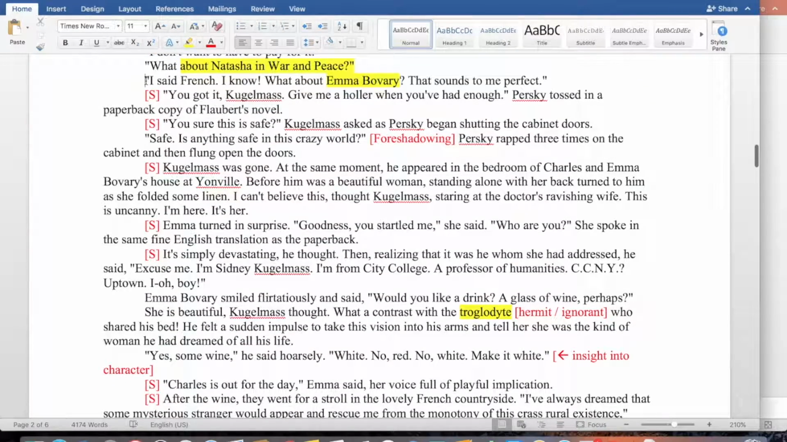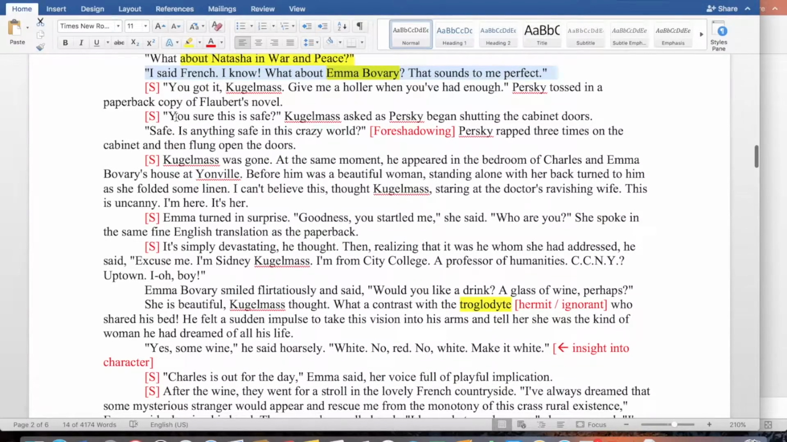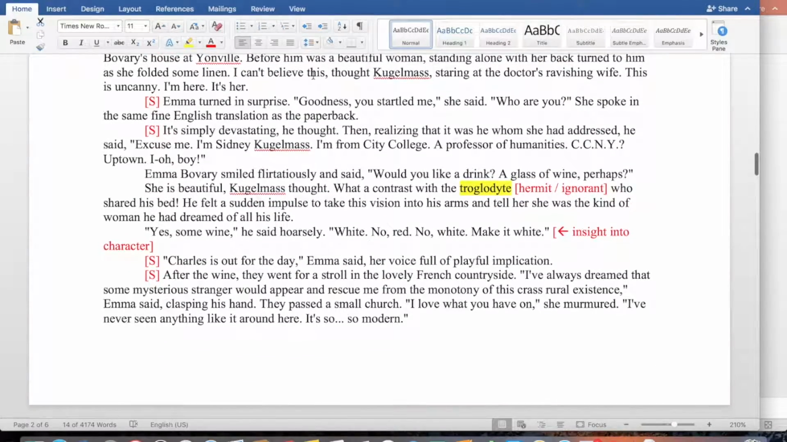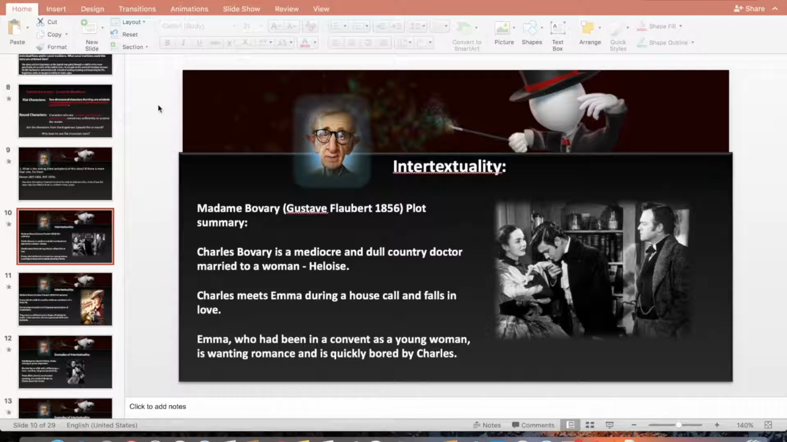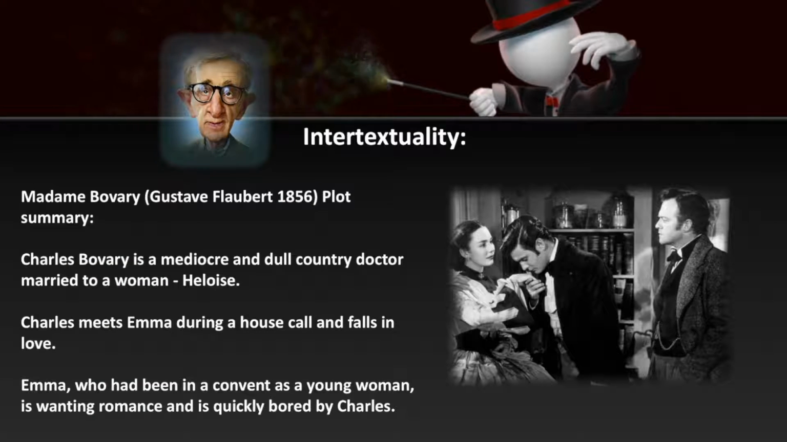But what we get is Emma Bovary, which comes from Gustave Flaubert, and Madame Bovary is the name of the text. So I want to talk, we're going to focus in on Madame Bovary. I want to talk a little bit about it, and then I'm going to show a couple of clips from a movie version of it.